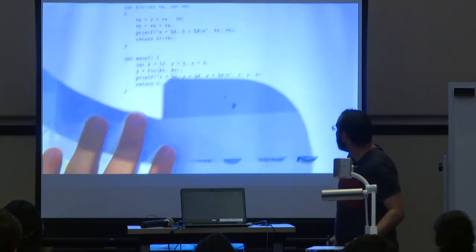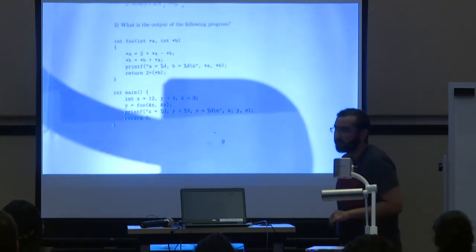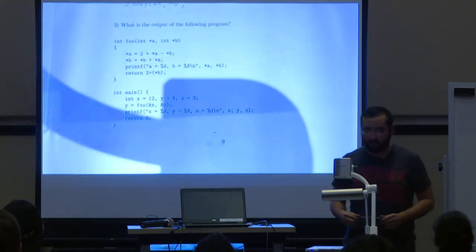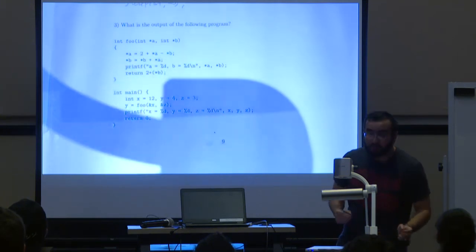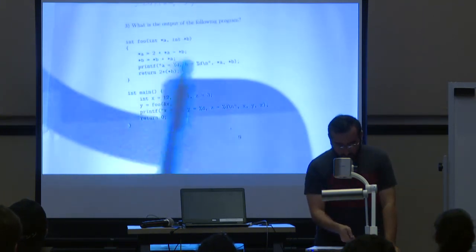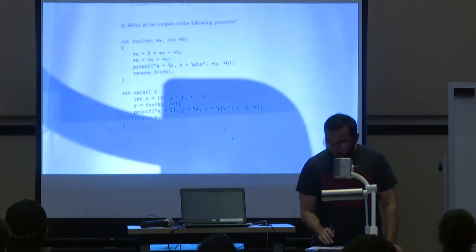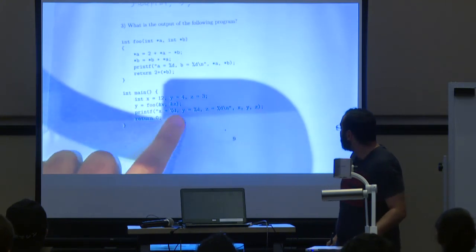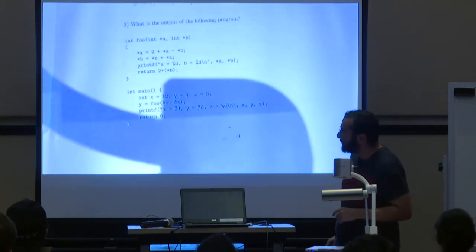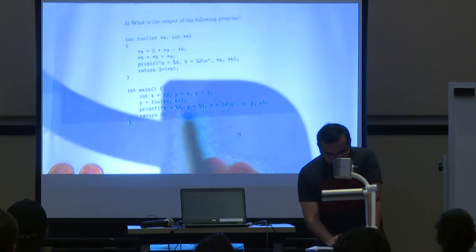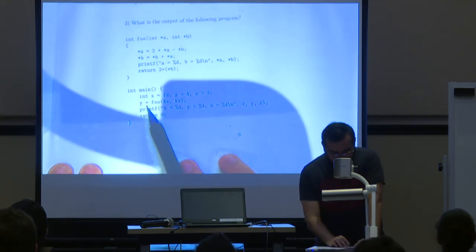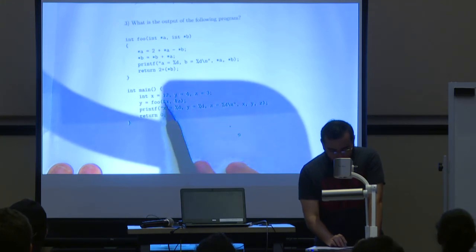And now here, this is another code tracing question, except now we're dealing with pass by reference functions. So it's saying, what is the output of the following program? So we have this function foo here. It takes two integer pointers and does some arithmetic on it. And then we have main, which initializes some variables and passes them to foo. So we have x is equal to 12, y is equal to 4, z is equal to 3.